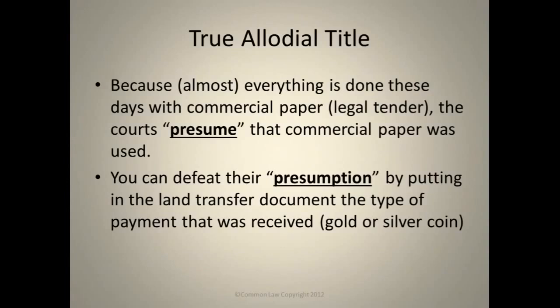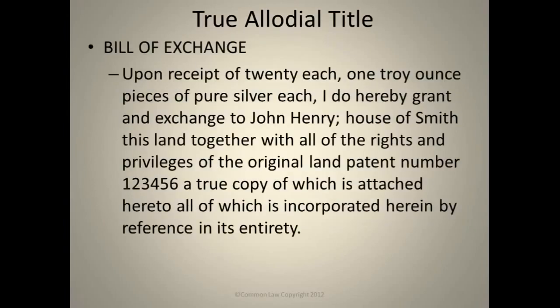Because almost everything is done these days with commercial paper. The courts presume that commercial paper was used. You can defeat their presumption by putting on the land transfer document the type of payment that was received, gold or silver coin. And that's the way I always do it. I call it a bill of exchange. Upon receipt of 20 each 1 troy ounce pieces of pure silver each, I do hereby grant and exchange to John Henry, House of Smith, this land with the legal description together with all the rights of the original land patent number, and I put the number in it and I attach it. A true copy of which is attached hereto, all of which is incorporated herein by reference in its entirety.